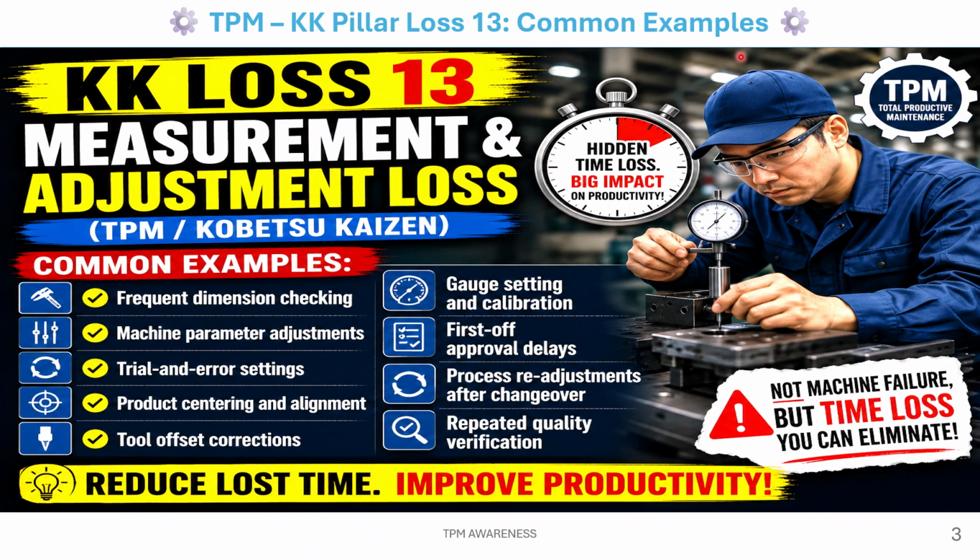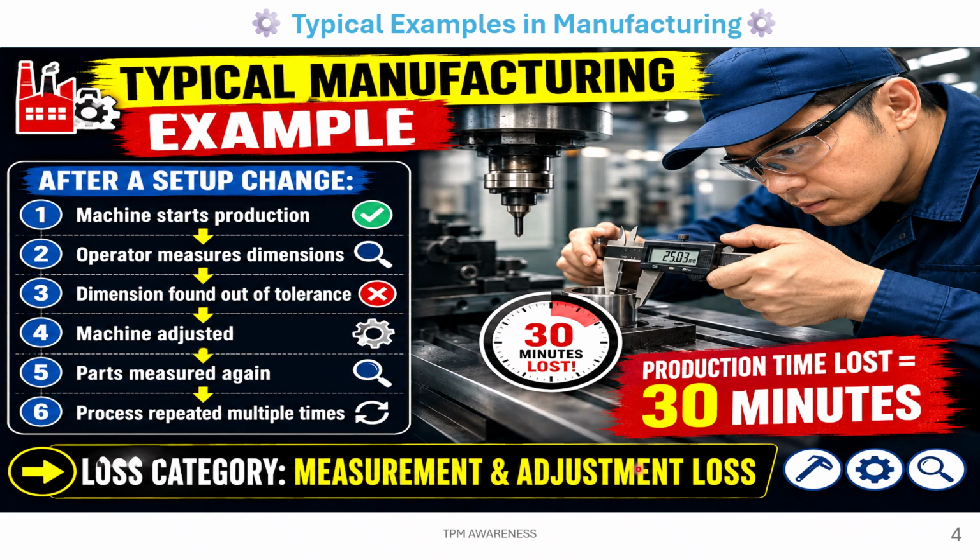This is the common example of measurement and adjustment loss. Frequent dimension checking, machine parameter adjustment, trial and error setting, product centering and alignment, tool offset corrections, gauge setting and calibration, first piece approval delays, process readjustment after changeover, repeated quality verification. Not machine failure but time loss you can eliminate. Reduce lost time, improve productivity.